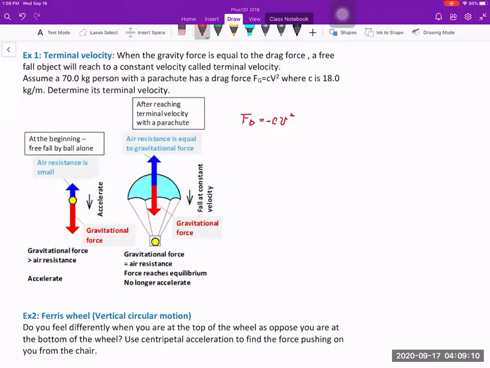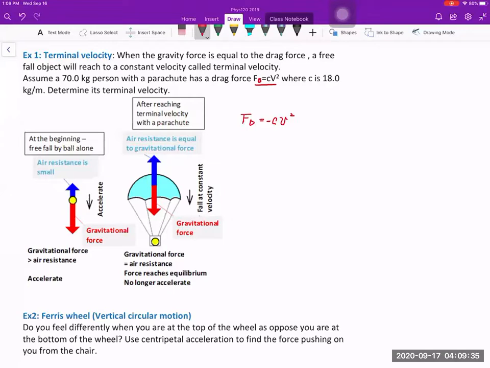C is a constant, and the V is the speed, which is this one here. Now let's use the D here to represent the drag force. And if that is the case, then that means these two have to be equal, right? So how do we make it equal?